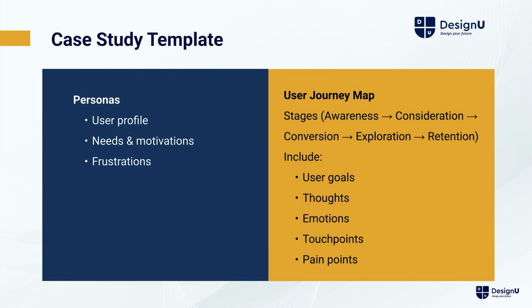It shows that you actually took the time to look through the user's initial experience. So the different stages: awareness, consideration, conversion, exploration, and retention. So you were able to capture all these parts of the user journey to enable the user to become a part of your own ecosystem, a part of your own solution. So your user journey section should include user goals, thoughts, emotions, touch points, and pain points that you discovered.